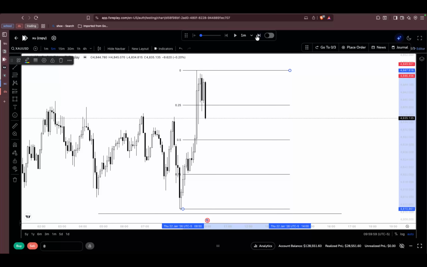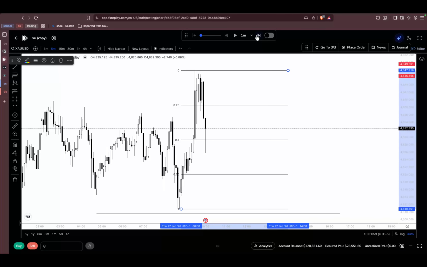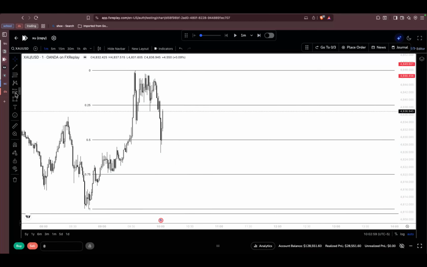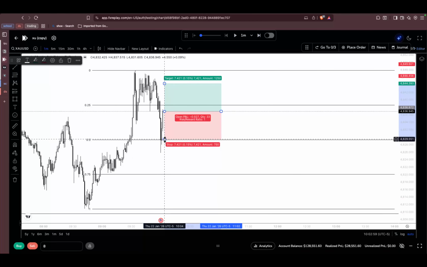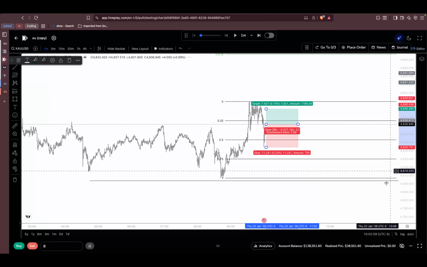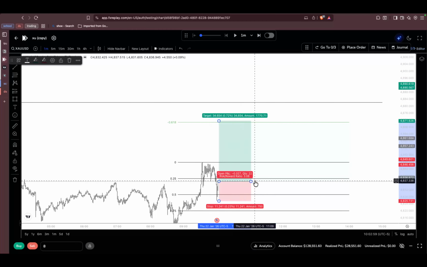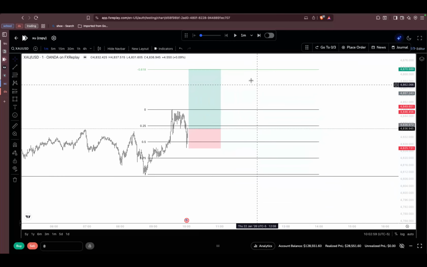Probably off of this Fibonacci, we could look for an entry. Okay, off this strong wick. See, yeah. Okay, I'll enter here. TP probably just negative 61.8. Actually, I'll have it at negative 61.8.